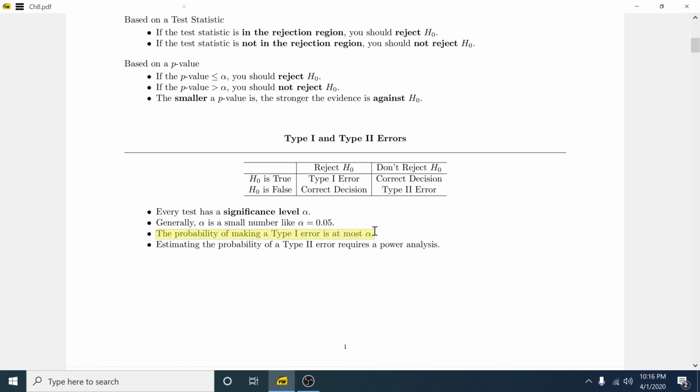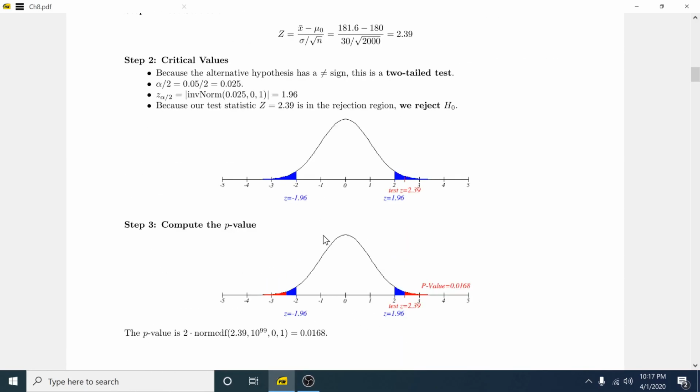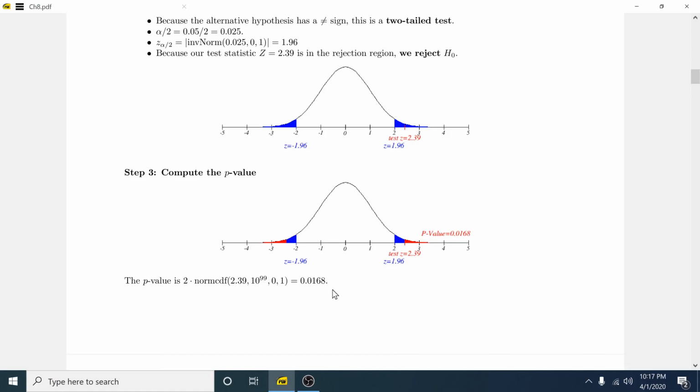It's at most alpha. And what that means is generally when you reject H naught, the probability that you're making a mistake is pretty low. The only mistake you could be making is a type 1 error, and the probability of a type 1 error is small. And so you can be quite confident when you reject H naught that you really are making the right decision. And the smaller alpha is, the more confident you can be. And for that matter, the smaller your p-value is, that's even more confident, right?